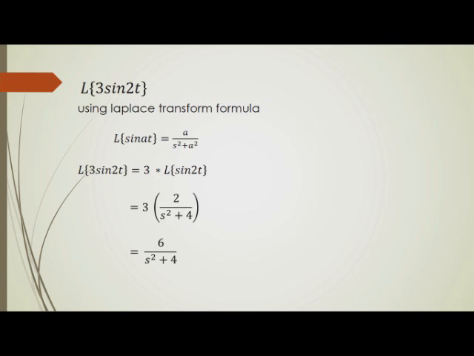Next, the Laplace transform of 3 sine 2t. Using the Laplace transform formula, the Laplace transform of sine at will become a over s squared plus a squared. So the Laplace transform of 3 sine 2t will become 6 all over s squared plus 4.